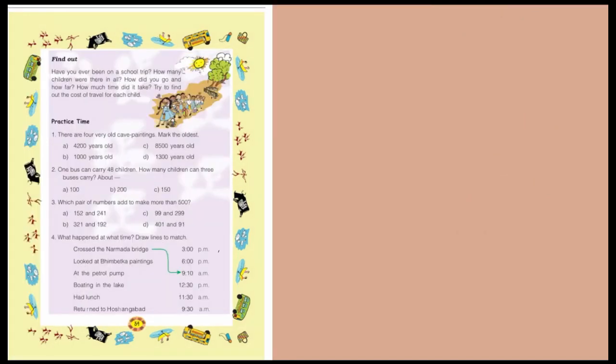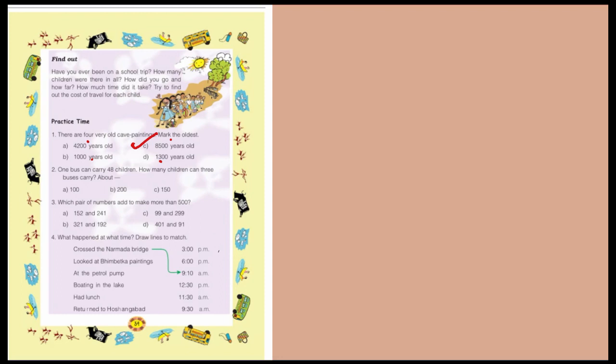Next, here also we have some questions. There are 4 very old cave paintings, mark the oldest. The greatest number here will be the oldest. So here 4,200, 8,500, 1,000 and 1,300. So 8,500 is the greatest number here, so this will be the oldest.